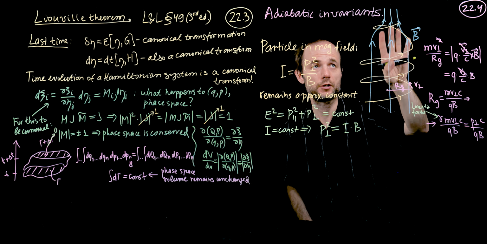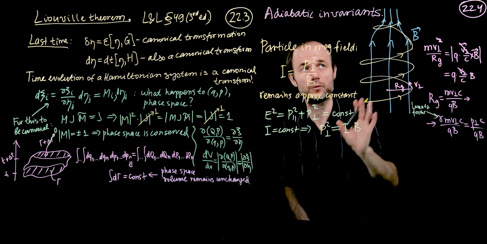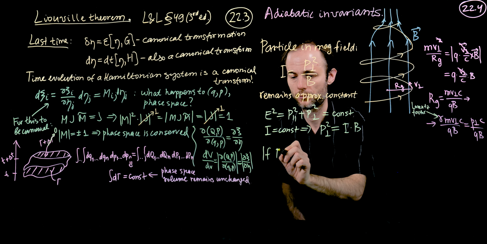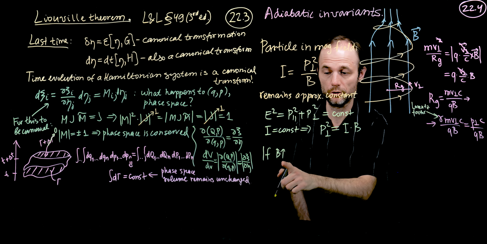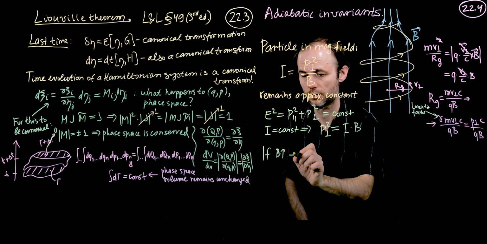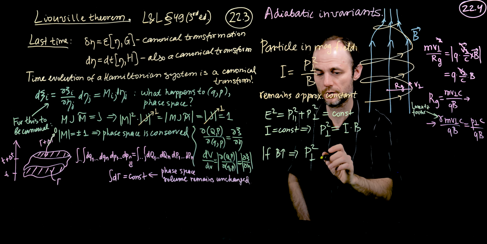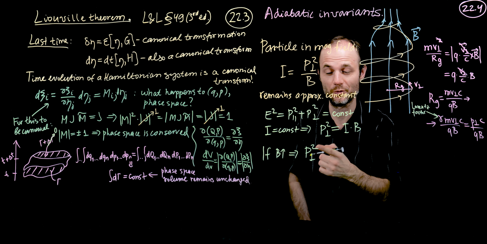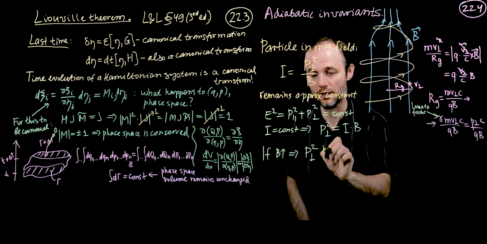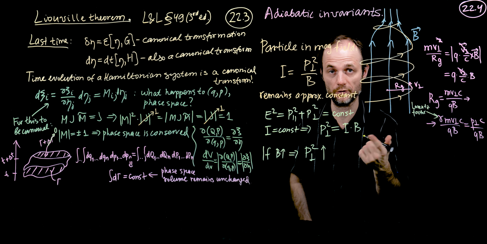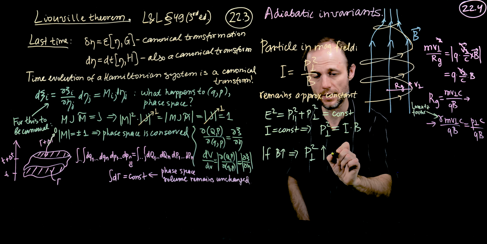And if the particle is entering the region of stronger field, where the field lines are bunching up, so if the amplitude of B increases, then the transverse momentum squared is going to increase as well. It's proportional to B because the adiabatic invariant is roughly constant.